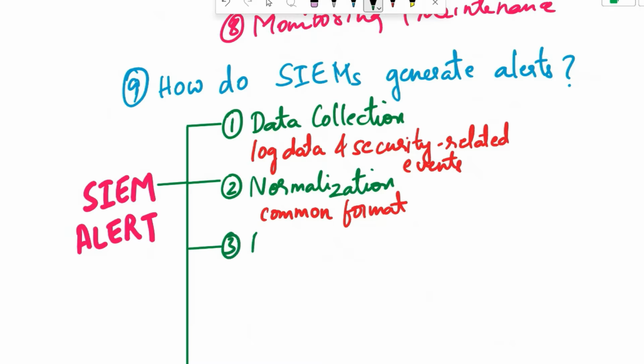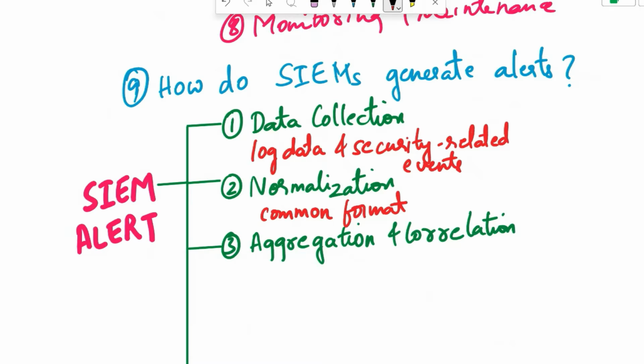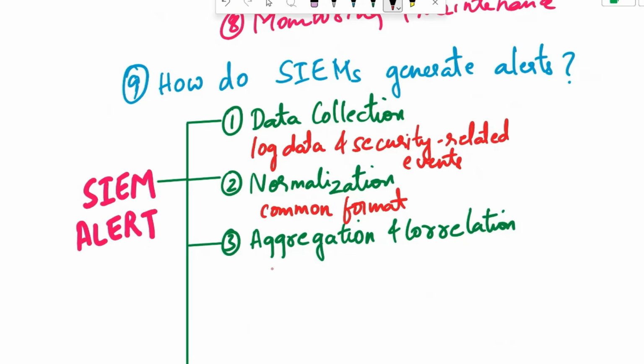Next one is aggregation and correlation. SIMs aggregate and correlate events from multiple sources. This involves identifying relationships between seemingly unrelated events to detect complex attack patterns or suspicious behaviors. So this step is to identify relationships. Correlation rules are predefined and customizable, and they can include conditions like a series of events happening within a certain time frame or a combination of events that indicate a potential threat.